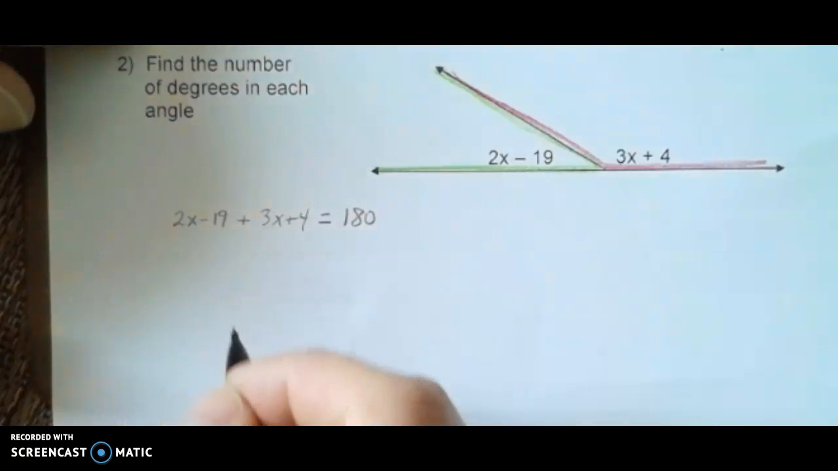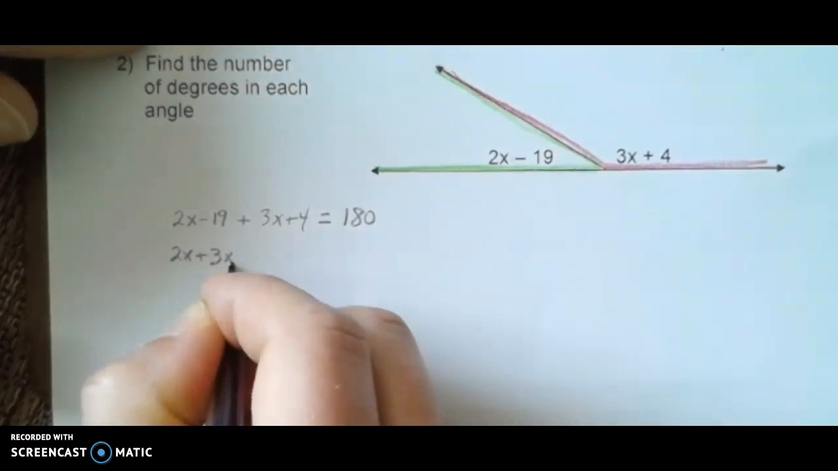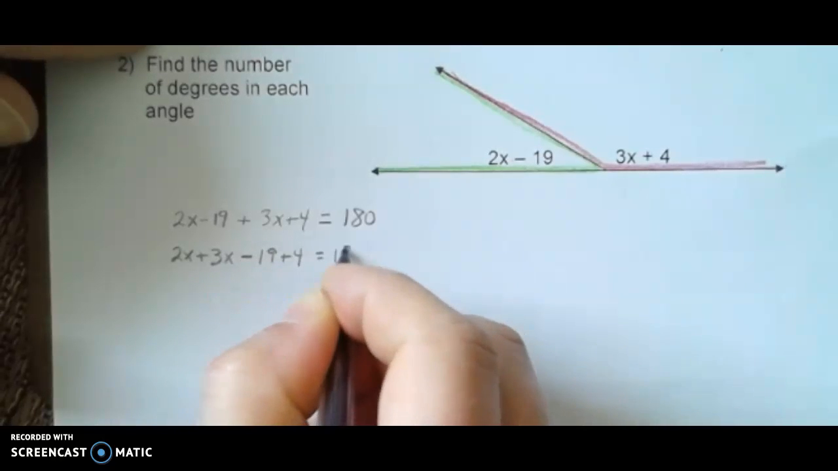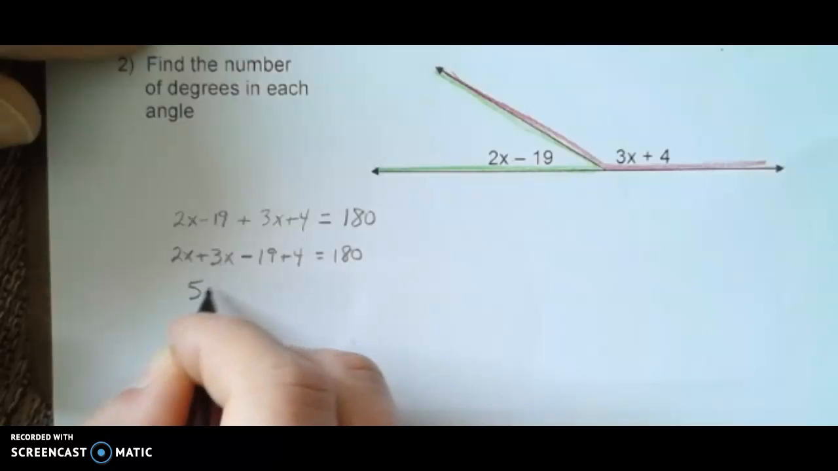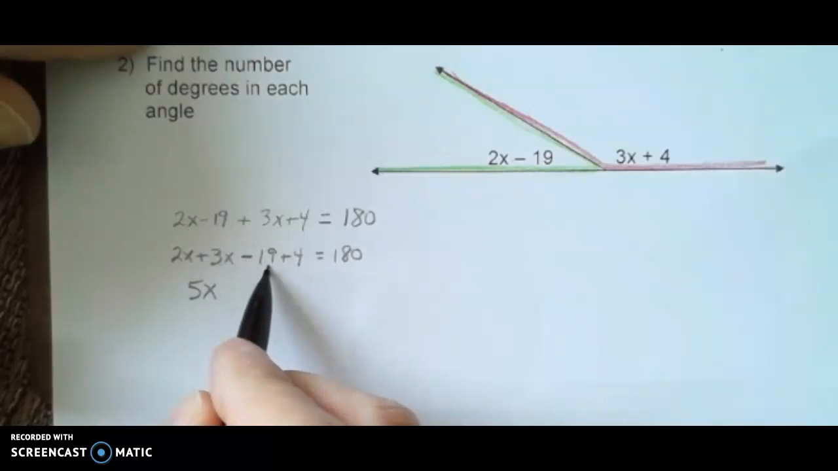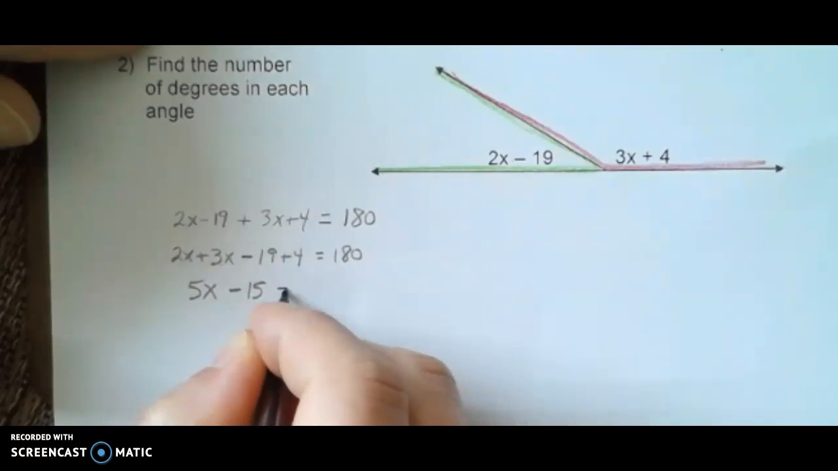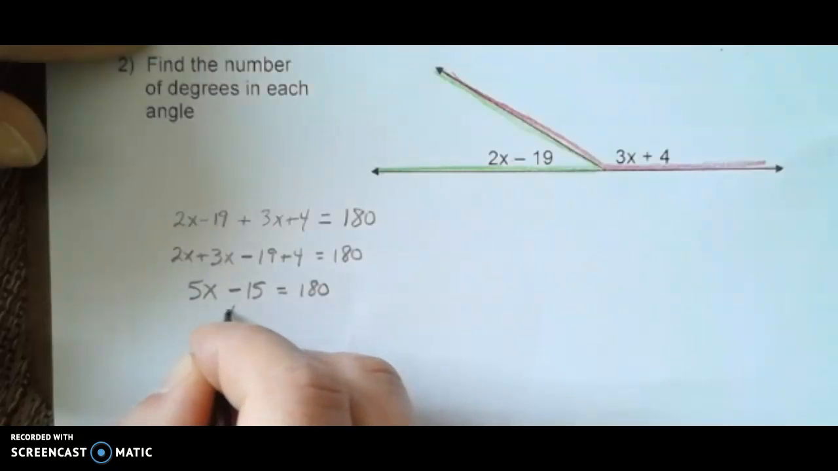I'm going to rearrange this so that my similar terms are together. I'm going to have 2x plus 3x, and then I'm going to have 19 plus 4 equals 180. And now I'll make my two-step equation. 2x plus 3x makes 5x. 19 plus 4 is equal to 23. And again, our sum is 180 degrees. There's your two-step equation. Let's isolate the variable term by subtracting 23 from each side.